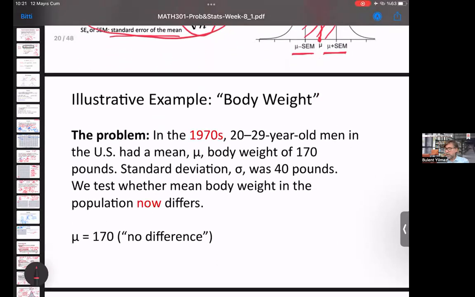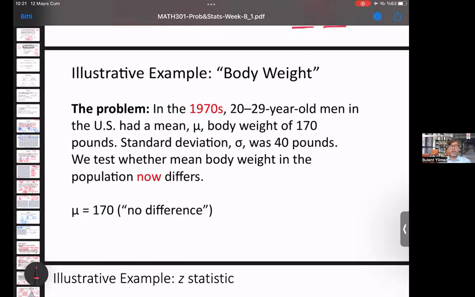Okay, let's go and check this illustrative example. Now in the 1970s, men in the US between 20 and 29 years old had a mean body weight of 170 pounds. We can change this, this is height, okay? This is height, and not pounds, but centimeters, okay? The standard deviation was 40 pounds. We can change it to, again, centimeters.